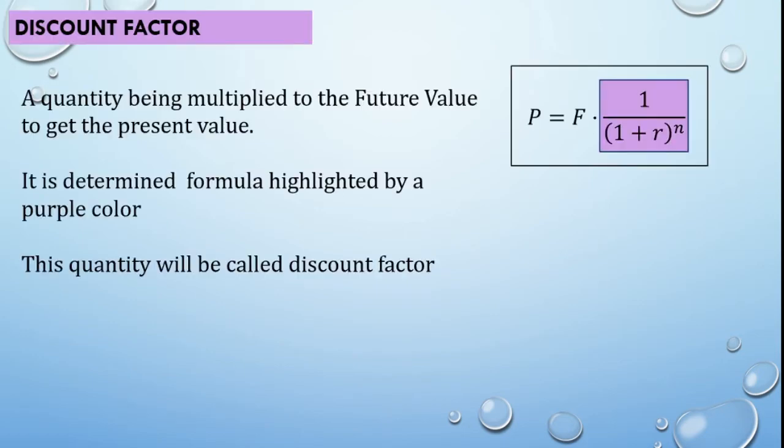What is a discount factor? A discount factor is a quantity being multiplied to the future value to get the present value. It is determined by the formula highlighted by a purple color. This quantity will be called a discount factor.